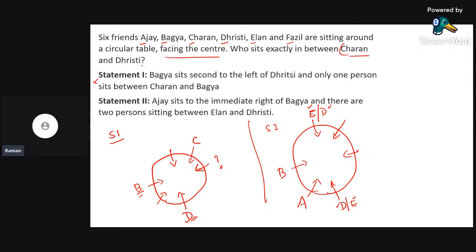With statement 1 alone you cannot answer, and with statement 2 alone also you cannot answer. How can anyone know the answer? So let me combine both. This is already fixed, and Ilan will be here. Ajay is here, so I am taking him here. So who is the person missed out?